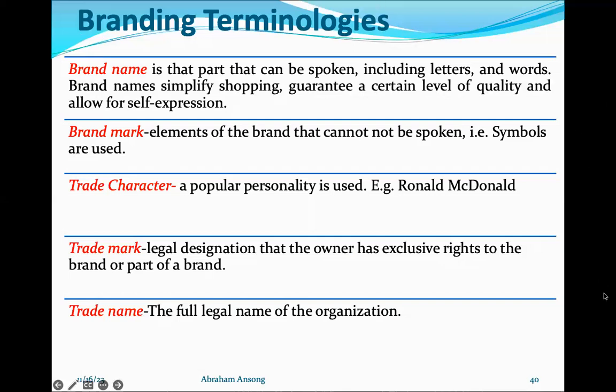Okay, so we can have brand name. Is that part that can be spoken, including letters and words.